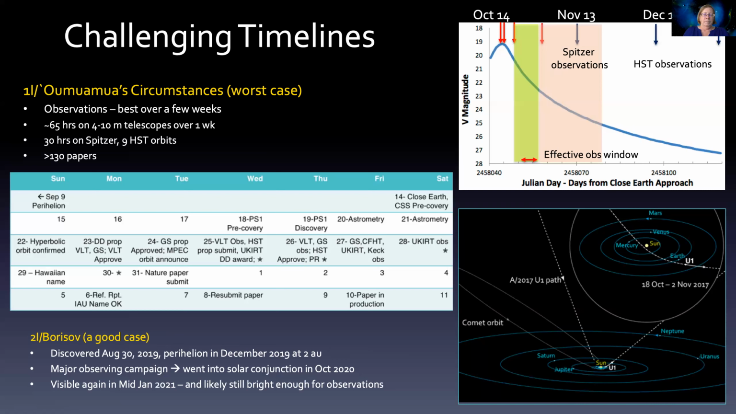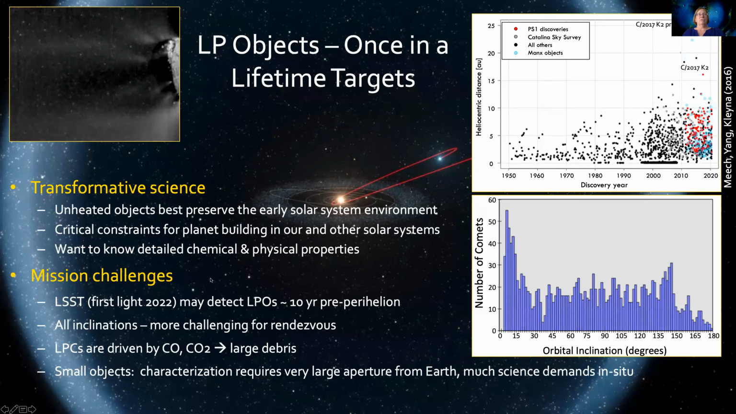However, there are also other issues with looking at interstellar objects from a mission. So clearly interstellar objects, long period comets, and Manxes could give us some transformative science because these bodies have never been heated. So they can give us both insight into our solar system and others, but there are some challenges.